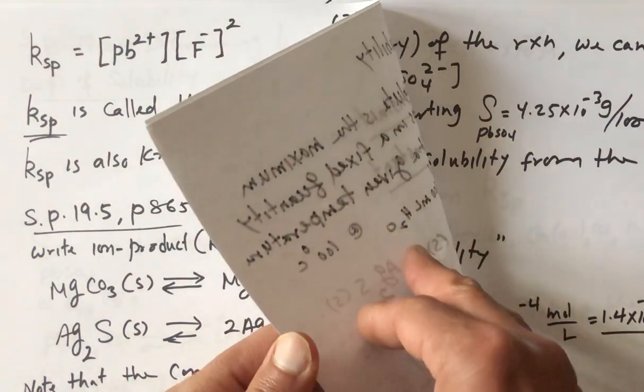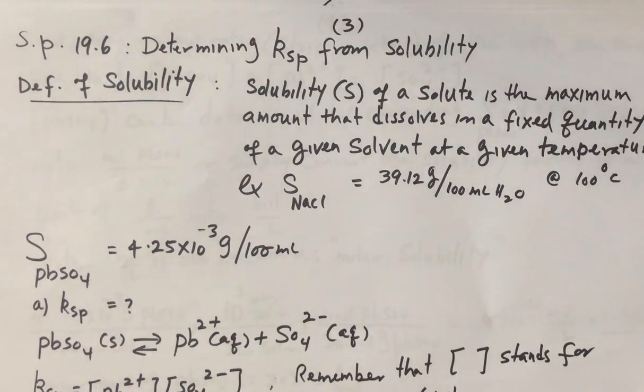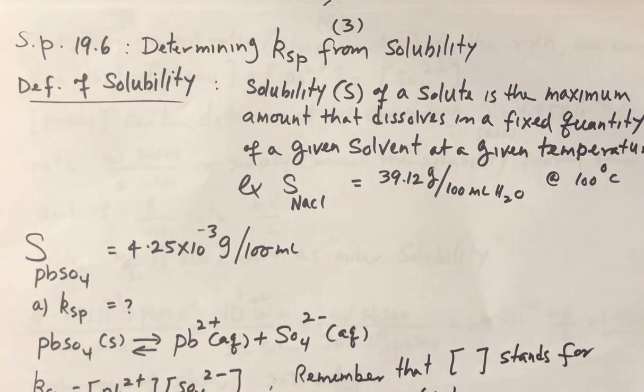Okay, so now we go to the next slide. This is sample problem 19.6 on how to use the solubility information to calculate KSP. If you know the solubility of a slightly soluble ionic compound, how do we determine the KSP from that information? I have also included the definition of solubility.